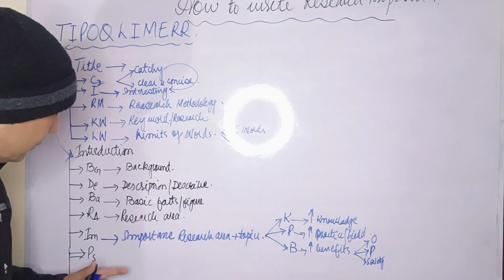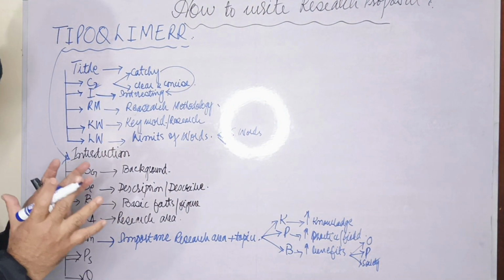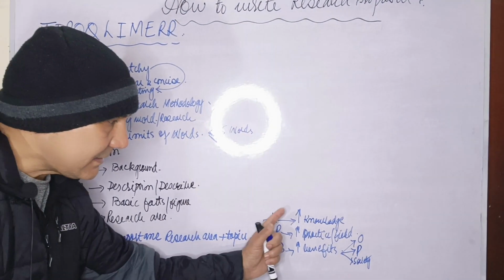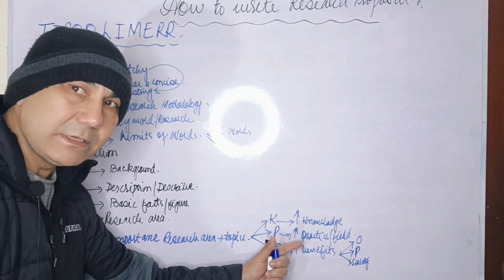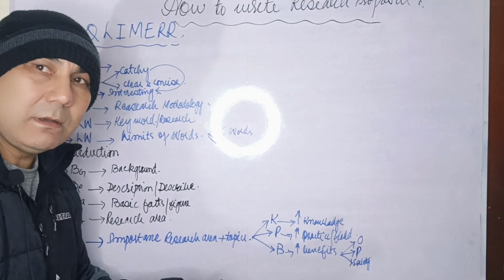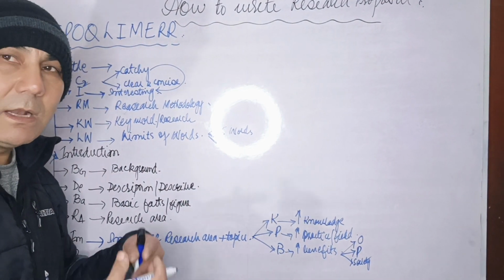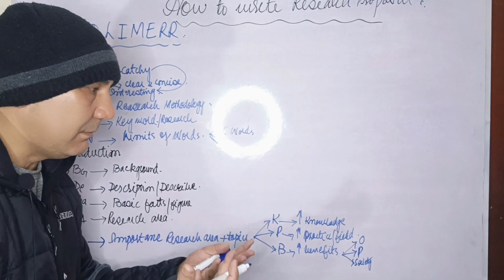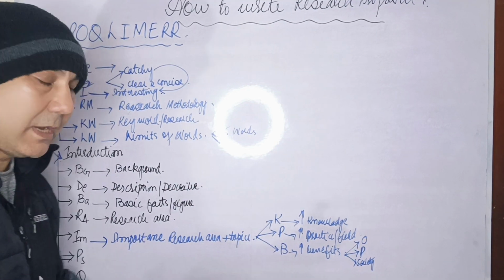Clear? You should write down the importance of your research area topic. It will increase the knowledge. What type of knowledge will it increase in the body of knowledge, and what benefit will it give in the practice of the medical field or the nursing field, and overall what benefit does it give to the organization, the profession, or society?